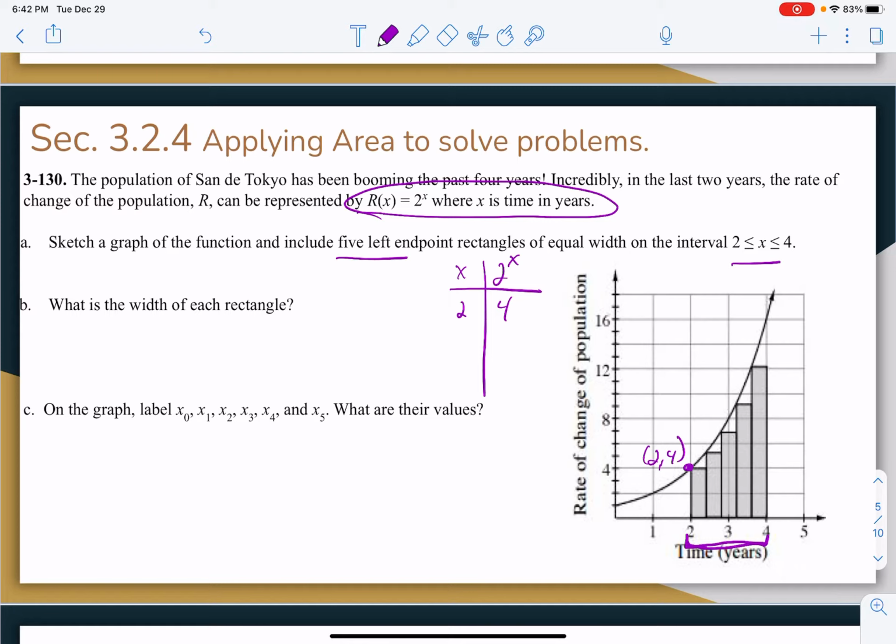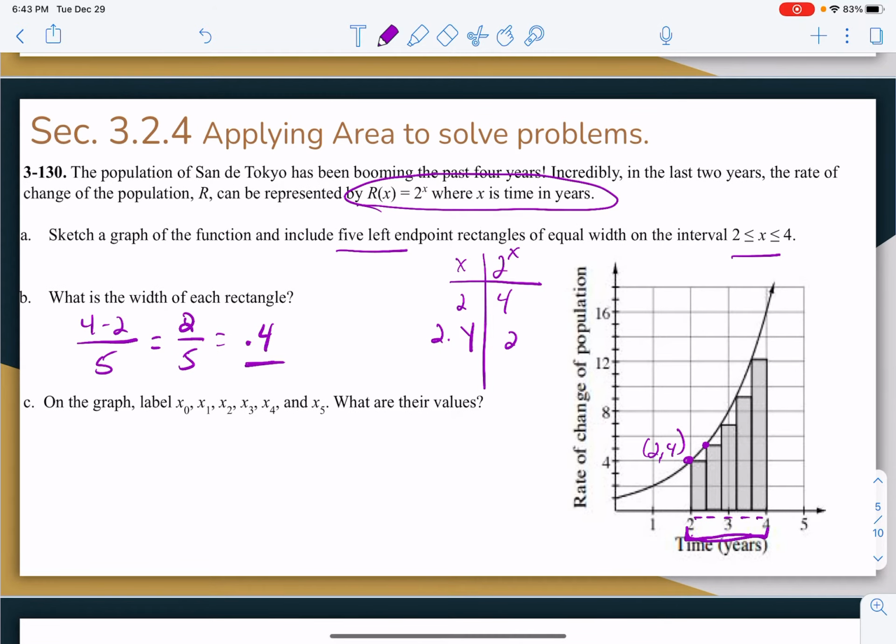If I find the width of each of these rectangles, I have the distance between 2 and 4. And I want 5 rectangles. So each rectangle has a width of 0.4. So if I want to calculate my next left rectangle endpoint, I'm going to put in a 2.4. And I get out 2 raised to the 2.4 power.